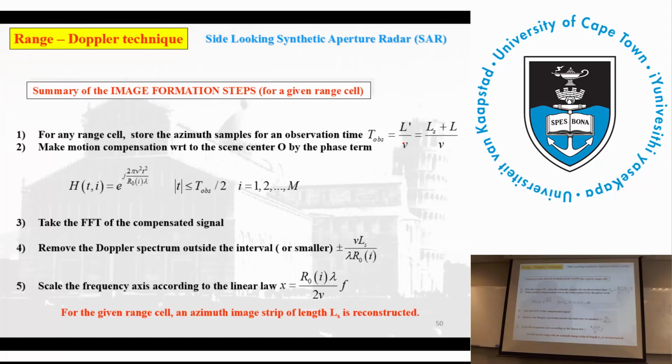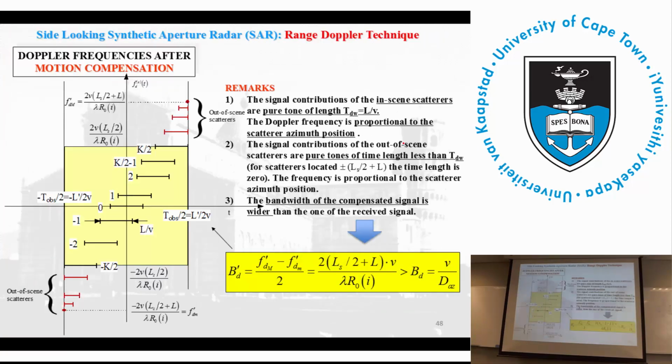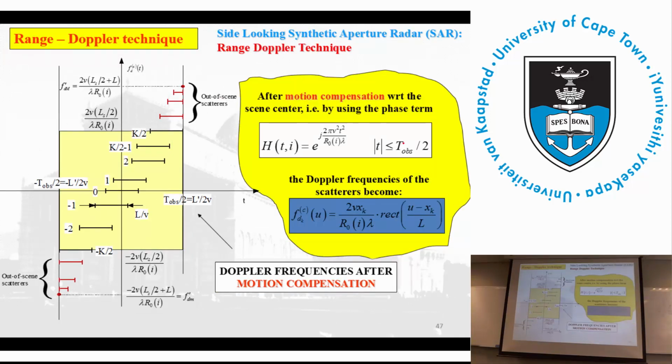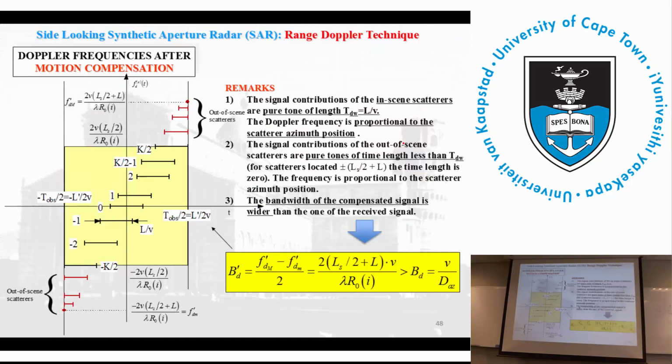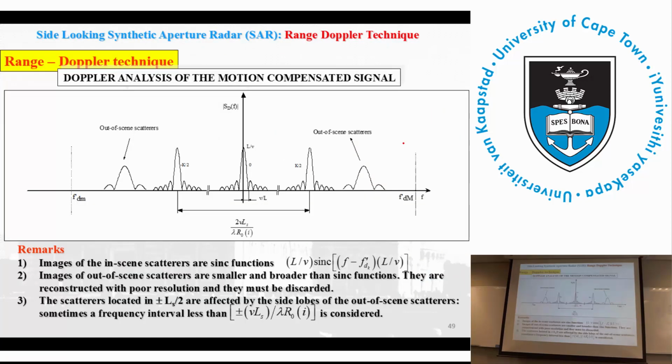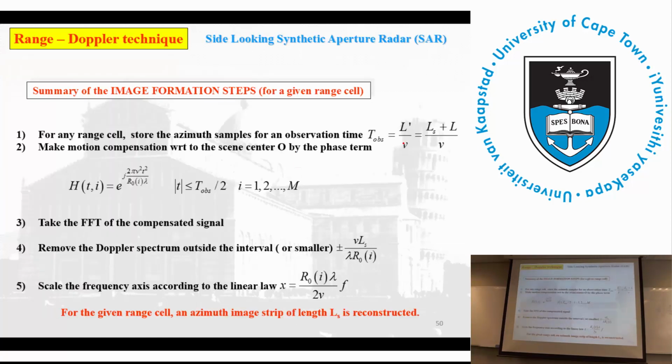So this suggests basically that what I have to do is compensate my signal, right? And then calculate the spectrum of this signal, which I can do with an FFT. So it looks like I can obtain cross-range or azimuth profiles by using an FFT after compensation. So here are the steps that I need to form an image using the range Doppler technique.